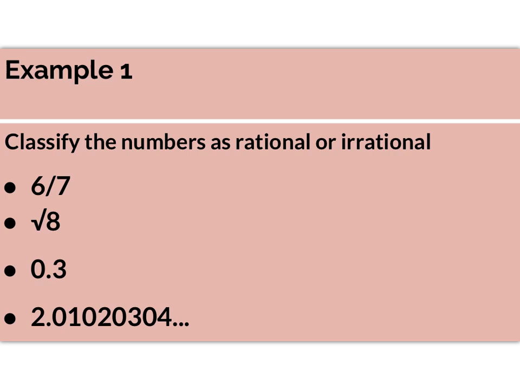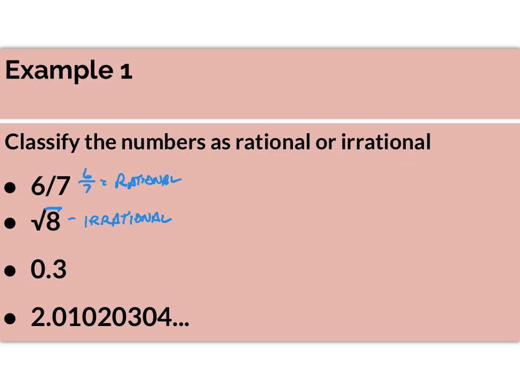So let's look at what we have. We have 6 divided by 7, 6 over 7, the square root of 8, 0.3, and this long number right here. Let's see what they are. 6 divided by 7 can be made a fraction, so this is rational. The square root of 8: well, the square root of 9 gives you 3, the square root of 4 gives you 2. So this is irrational. It gives you a decimal that is non-repeating and non-ending.